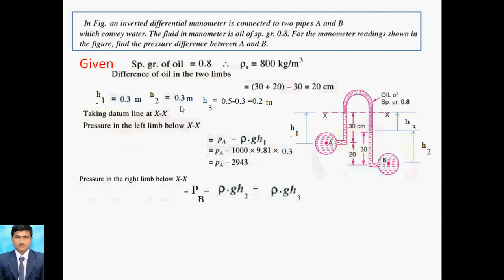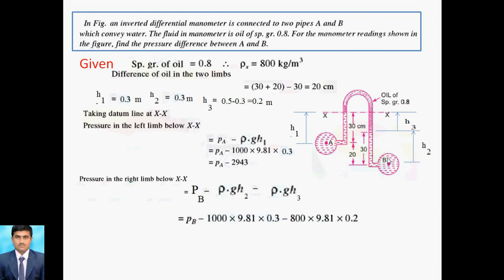So how much is H2? 0.3. Then minus rho G H3. So rho G H3, from this height H3. You can take rho G H3 because this is the second fluid. So rho G H2 and H3, you can put it like this. As you know, G is 9.81 and rho is the density for these particular specific gravities. According to that we can write.